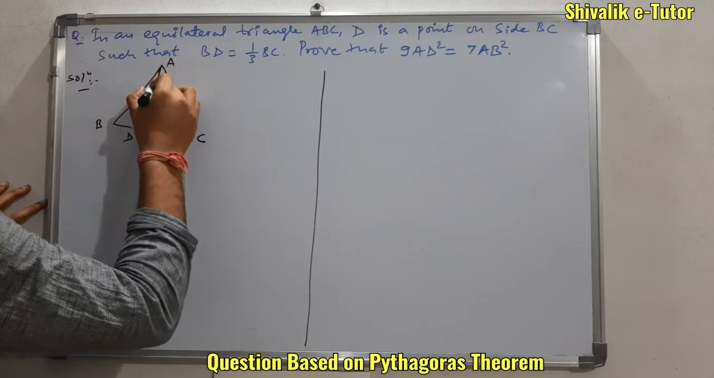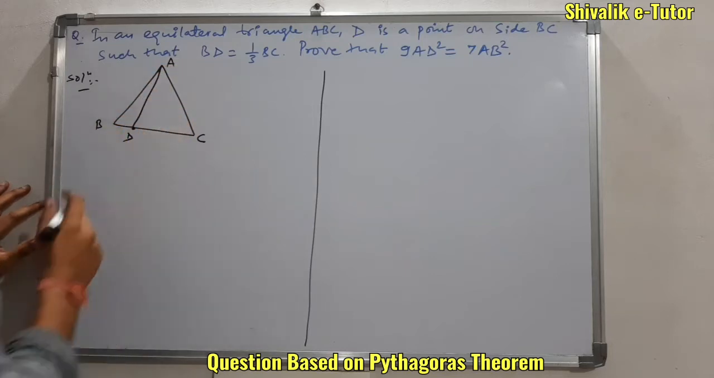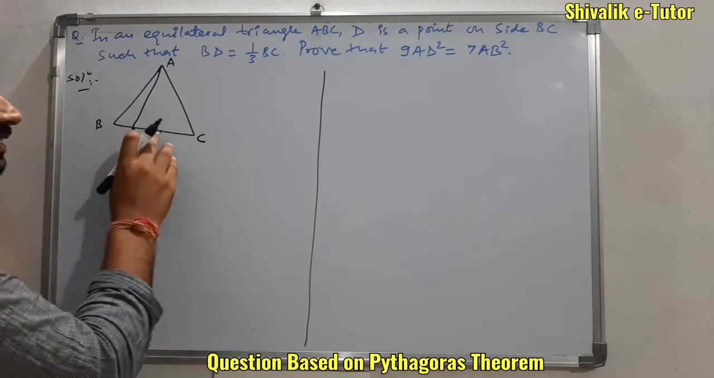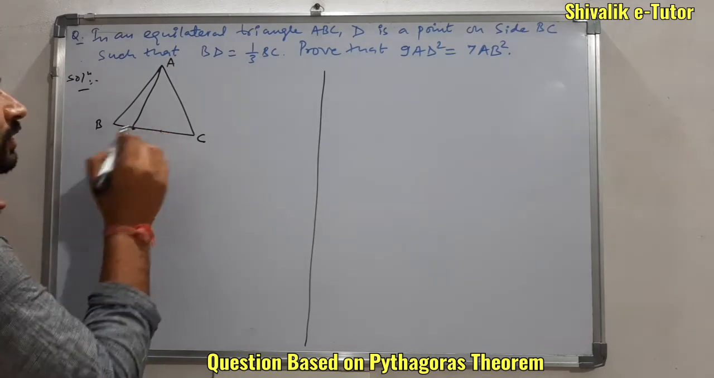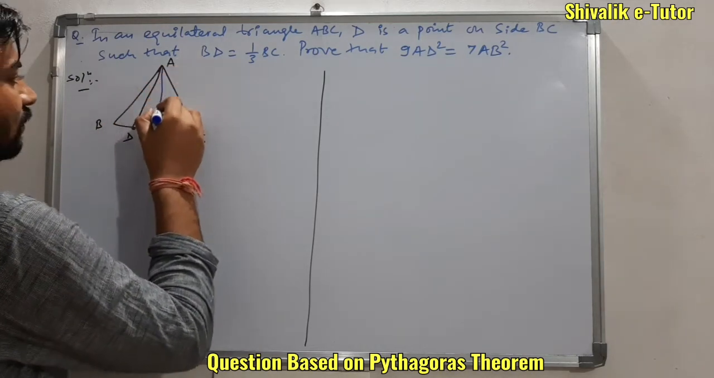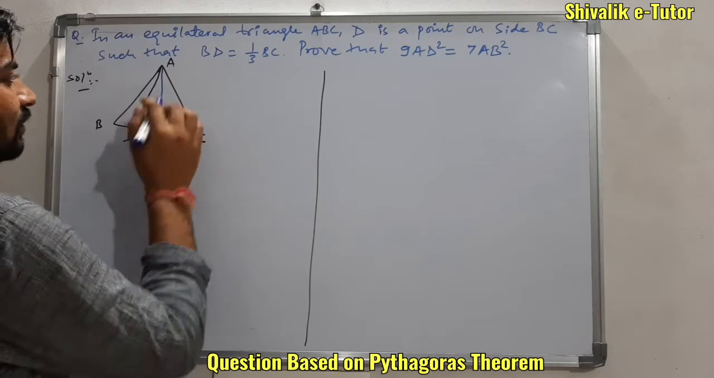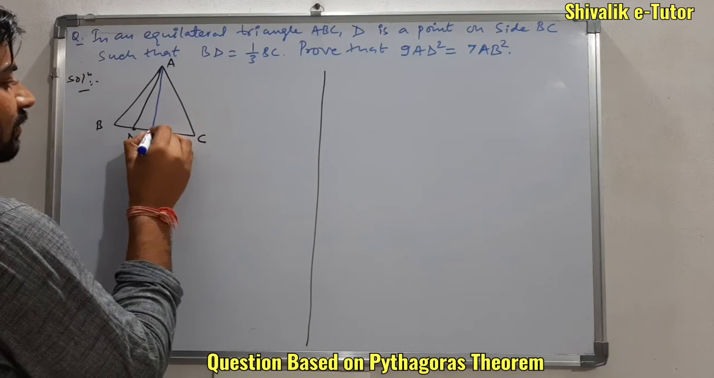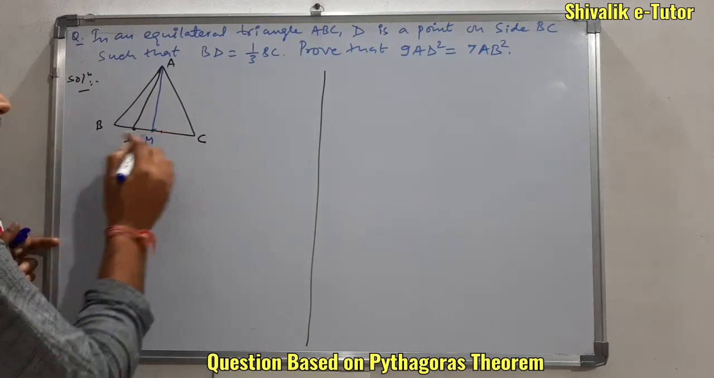Means the D point is just the third part, BD is third part of BC. So this is what we can write here. Now for solving this question, we'll be needing a perpendicular over here. So let us draw a perpendicular. Suppose I draw a perpendicular on this. So this perpendicular will be, suppose let us call it M.